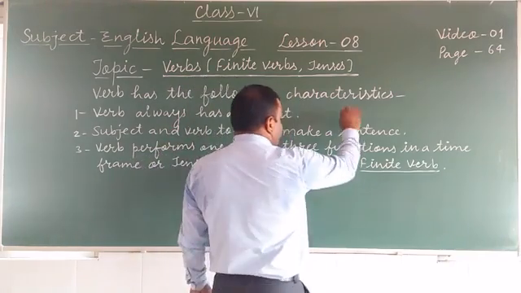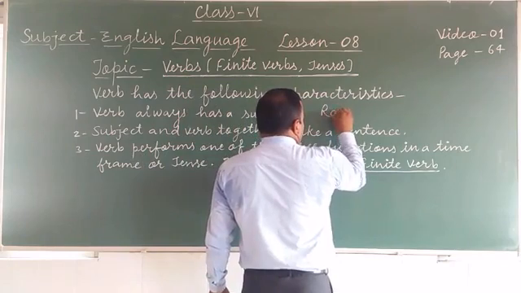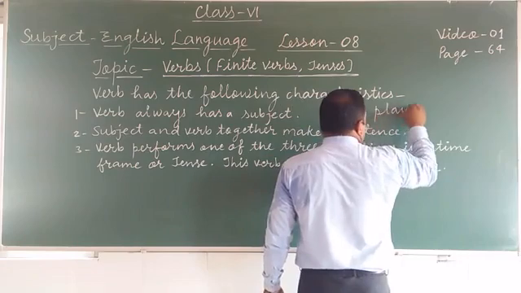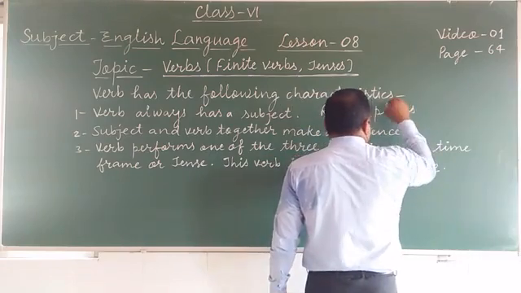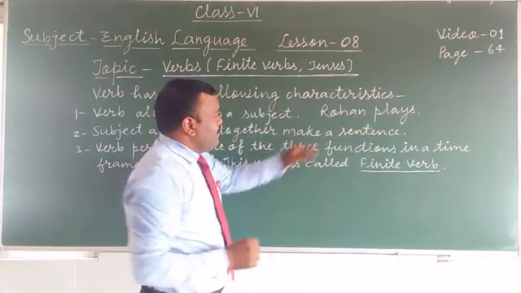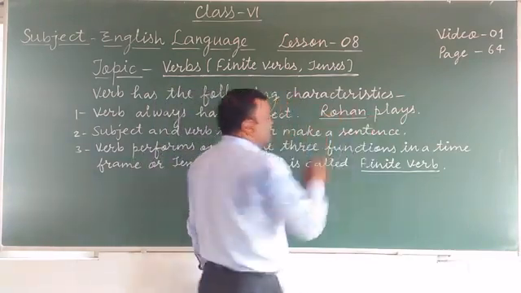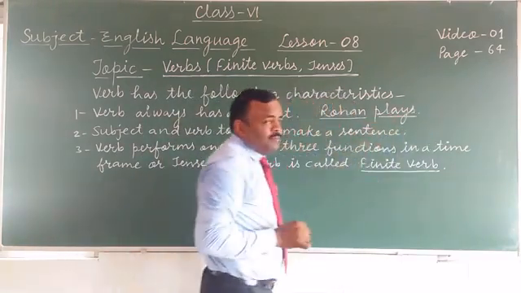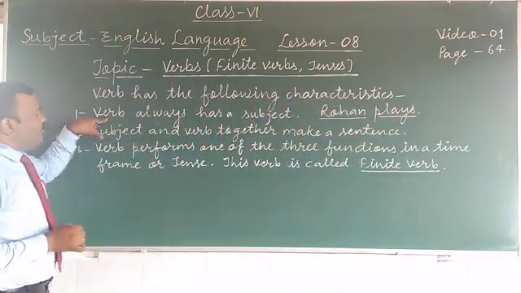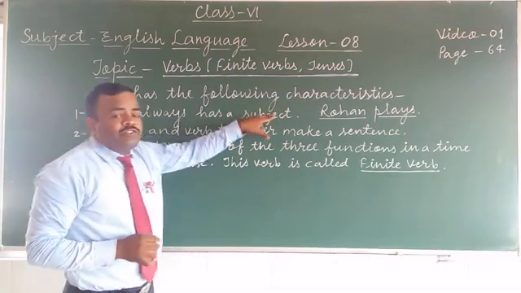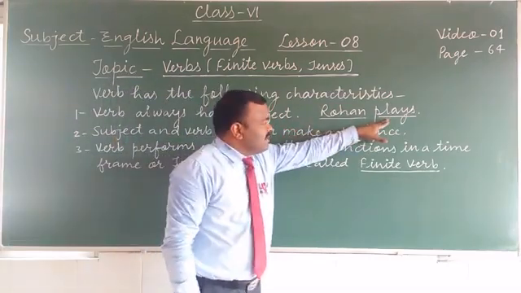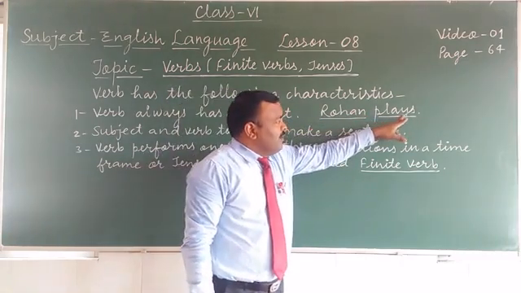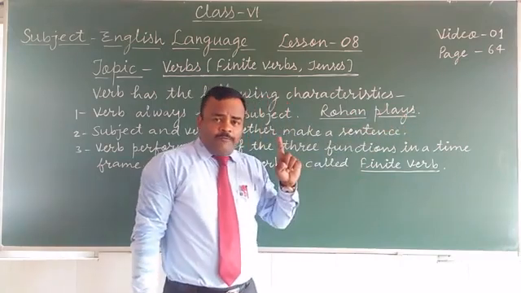For example, Rohan plays. Okay, Rohan plays. So here see, Rohan is subject and play is verb. So here the first rule says verb always has a subject. So this verb plays has the subject Rohan, and in plays we have added s to the first form of play.